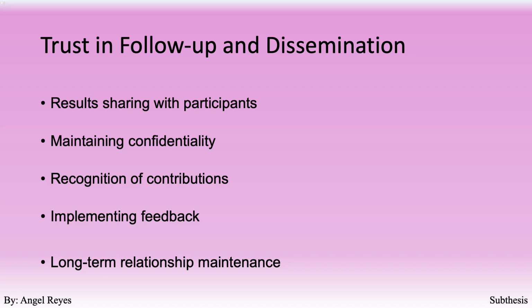Recognition of contributions involves acknowledging participants' role in the research process, whether individually or collectively as communities. Implementing feedback from participants about the research experience demonstrates that their perspectives are valued and can improve future studies. Finally, long-term relationship maintenance recognizes that research often depends on ongoing community engagement, building lasting connections rather than extractive, one-time interactions. These practices complete the trust cycle by honoring commitments and demonstrating reciprocity in the research relationship.